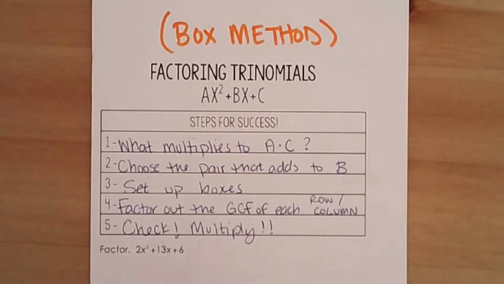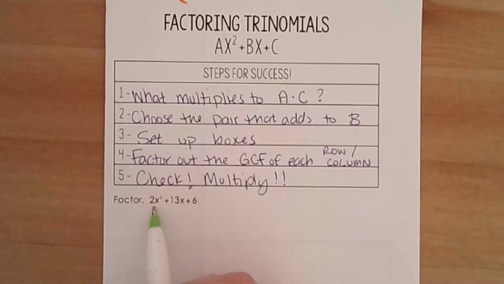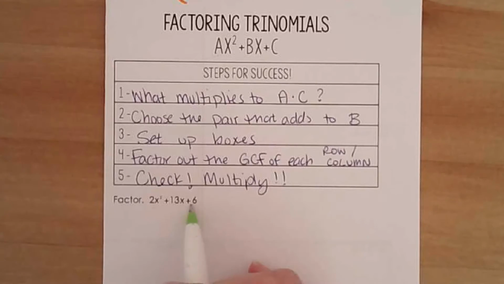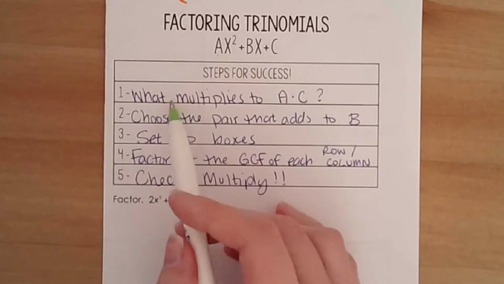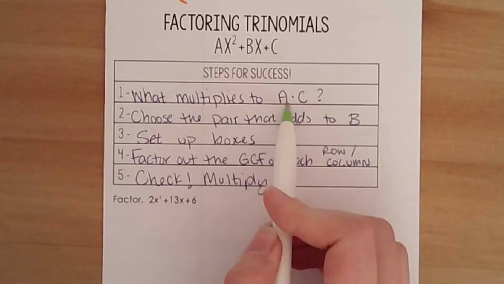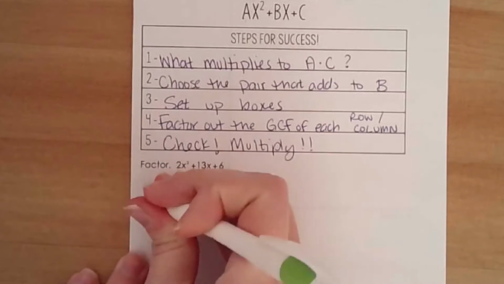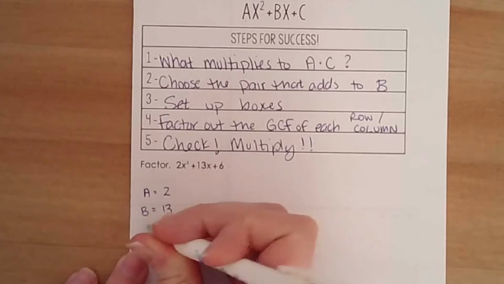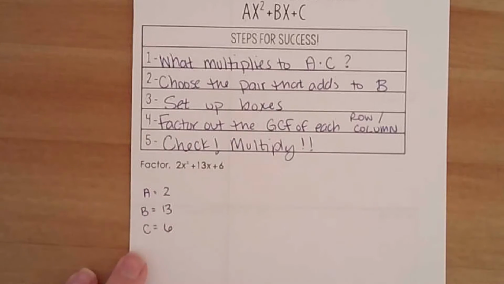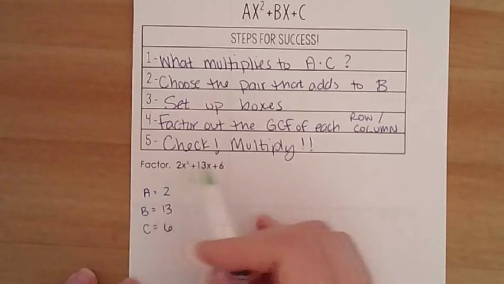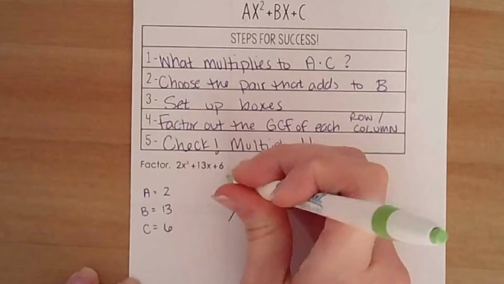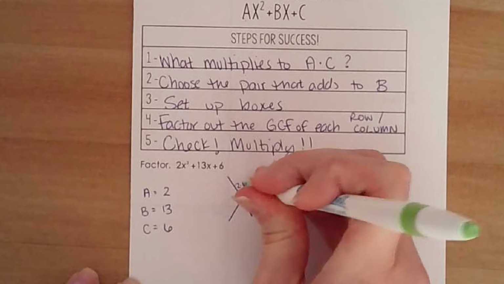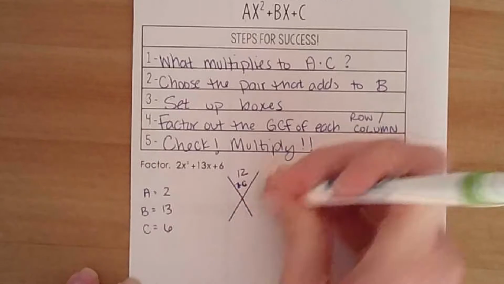So what we are looking for in this polynomial, I want to find out what multiplication problem I started with to get this as my answer. So we start by figuring out what numbers multiply to A times C. In this case, my A is 2, my B is 13, and C is 6. So I need to know what numbers multiply to 2 times 6. Well, 2 times 6, or A times C, is 12.